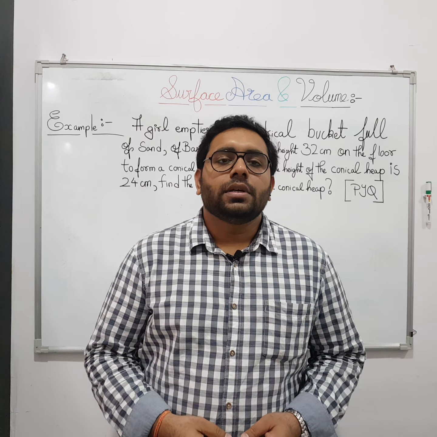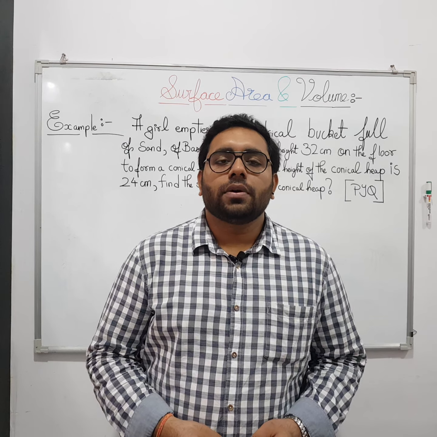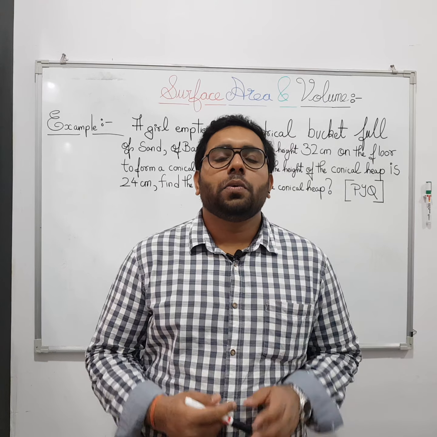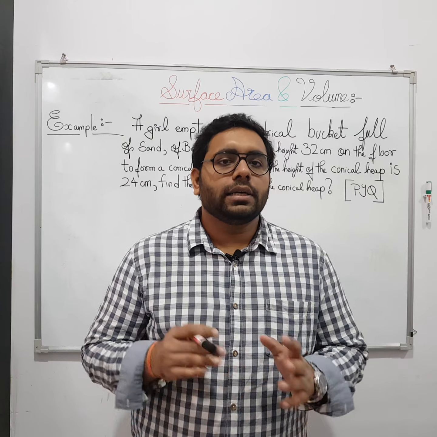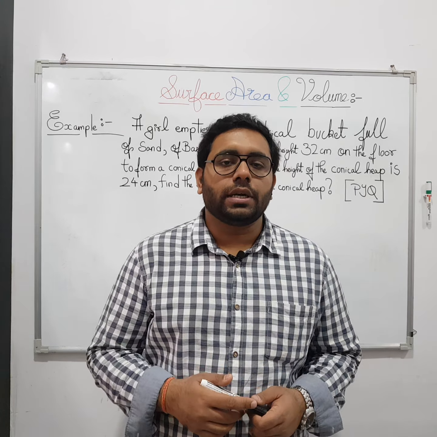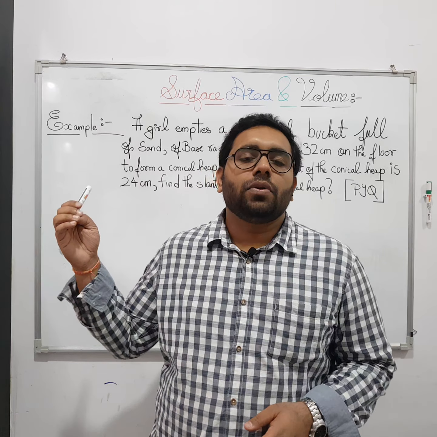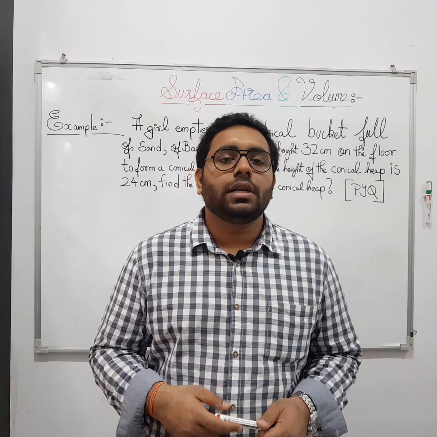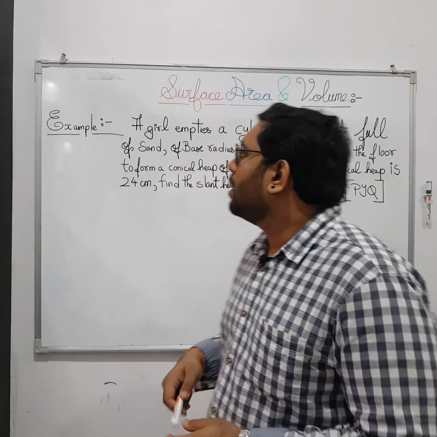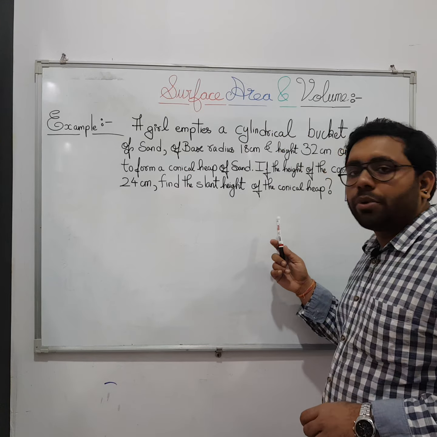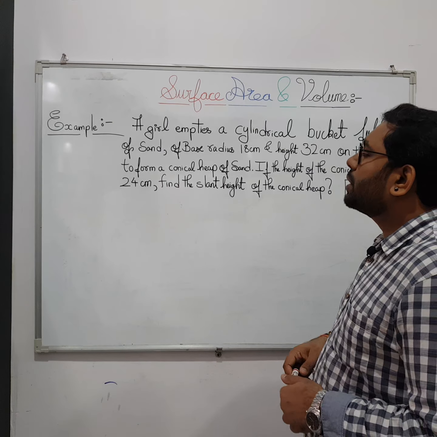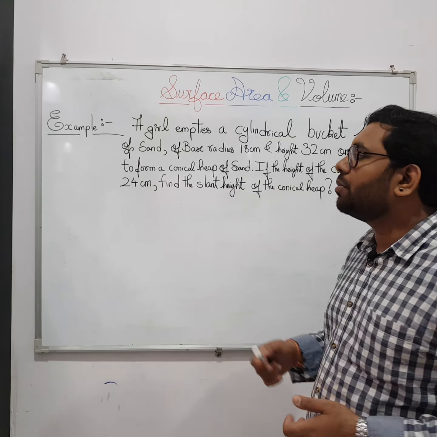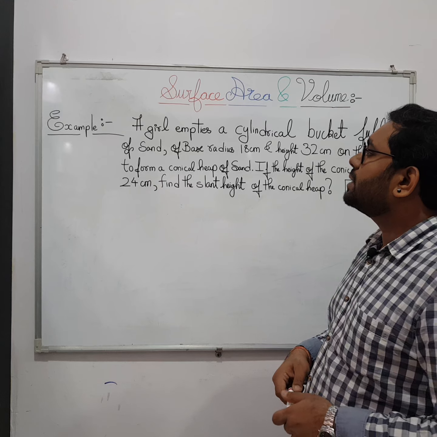Hello students. So we were discussing type 2 questions of surface area and volume where one particular solid is melted and converted into another particular solid, right? So let's take an example over here to understand how questions are asked in this particular section. I have specifically taken a previous year question which was asked in board exams, so it will also give you an idea how questions are asked in board exams. So let's see the example.